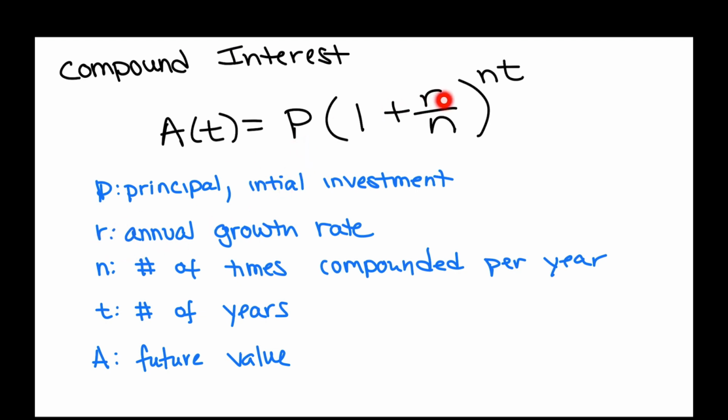The R is your annual growth rate. N is the number of times compounded per year. So if you have interest that's compounded or paid out annually, that means once per year, N would be 1. If you have interest that's compounded monthly, that means the interest is paid out monthly, and the N is 12. T stands for number of years, and then let's see, we already said A is future value. So let's see how this works with a specific example.